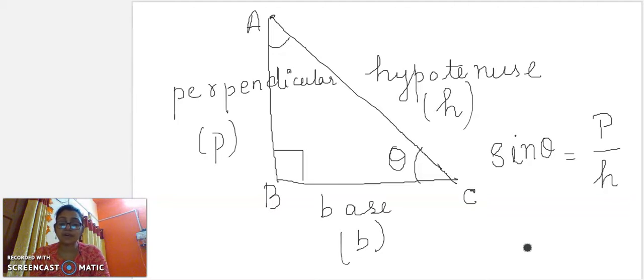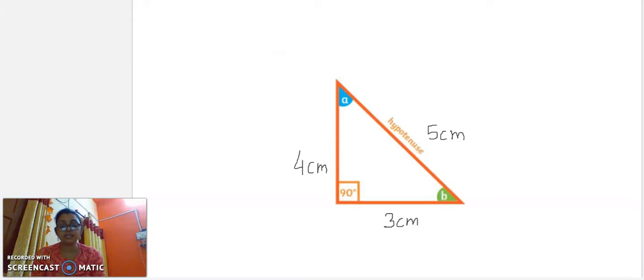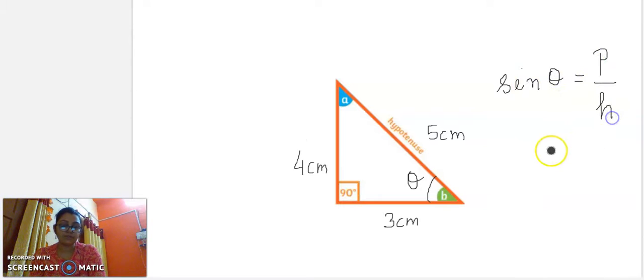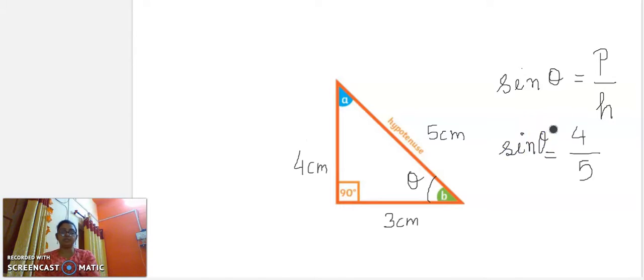Now let us see how to find the sine of an angle given in a question. Now let us see here, this is a right angled triangle. The length of the perpendicular here is 4 cm, the length of the base is 3 cm and the length of the hypotenuse is 5 cm. Now how can we find out the value of sine theta? So this is the angle theta here. Now sine of theta is P by H. Now what is P here? P is 4 and H is 5. So sine theta is 4 by 5.